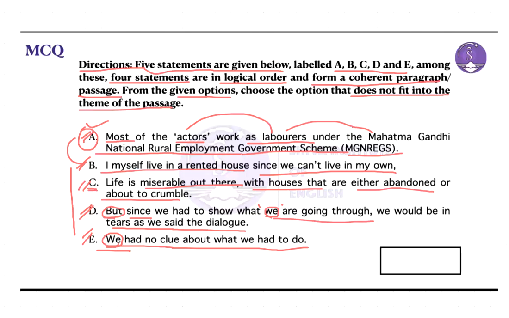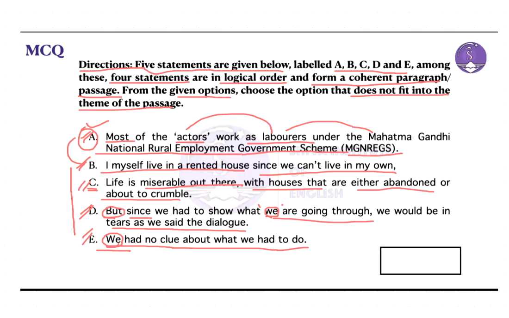Let's look into option E. Anyhow, we need to take one, and then connect it with the other. Statement E sets the context that the individual had no idea about what he or she was supposed to do. If you talk about "we had no clue about what we had to do," it means anyone is stating that, right or not? He or she is telling about we had no clue about what we had to do.